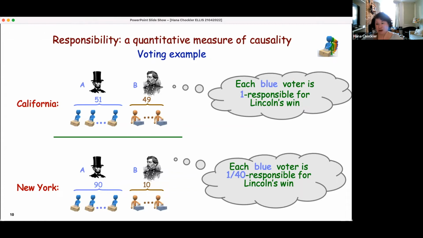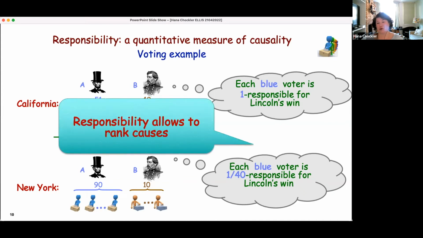Whereas in New York, I think it's easy to see that the size of the contingency needed to bring New York to the counterfactual state is 39. Because if 39 blue voters change their mind, then we are again in the same situation as California. Therefore, each blue voter in New York is 1 over 40 responsible for Lincoln's win. Now we have a quantification, and this allows us to rank causes, to say this cause is more important than the other one, to order them by ranking and to reason about the most influential one. So it's very useful.